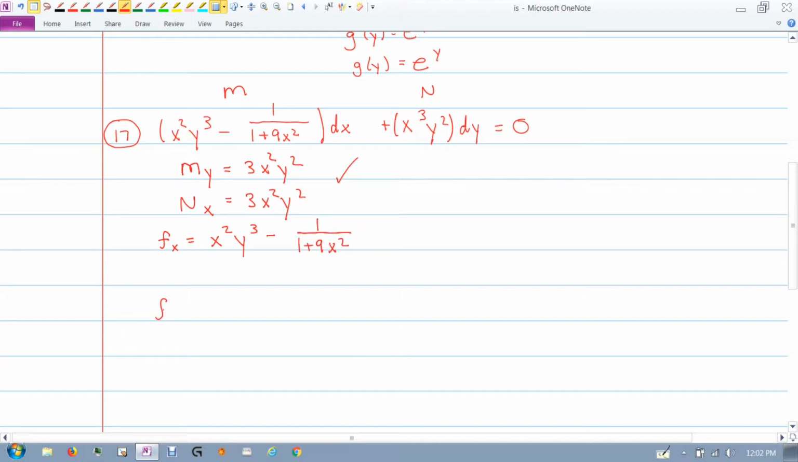And then when I integrate, treating y like a constant, I get 1/3 x cubed y cubed.